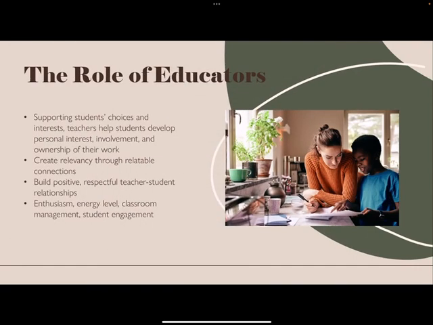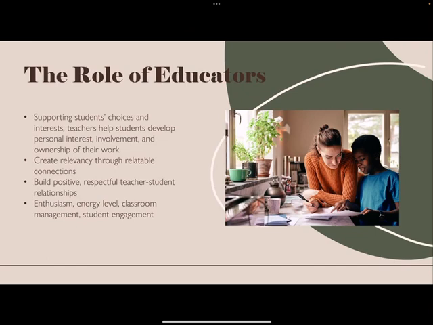Lastly, the role of educators is so important in implementing motivational strategies. It supports students' choices and interests, and teachers help develop personal interest through these rewards. It involves students interacting with one another more and more and with their teachers. It helps establish a positive relationship and environment for students to learn in.